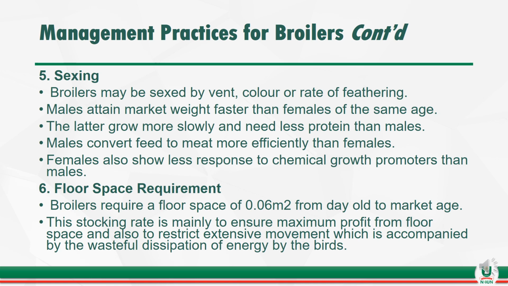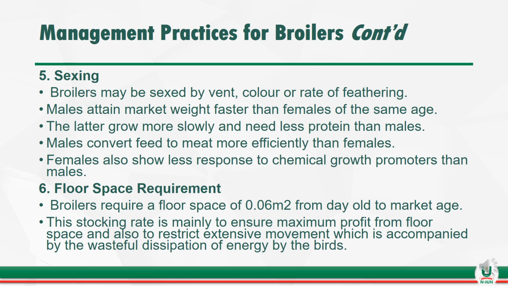Sexing. Broilers may be sexed by vent, color, or rate of feathering. Males attain market weight faster than females of the same age. The latter grow more slowly. I mean, the females grow more slowly and they need less protein than males. Males convert feed to meat more efficiently than females. Females also show less response to chemical growth promoters than males.